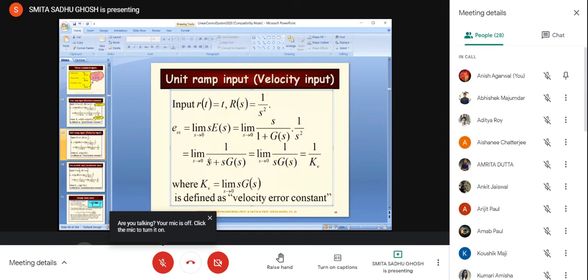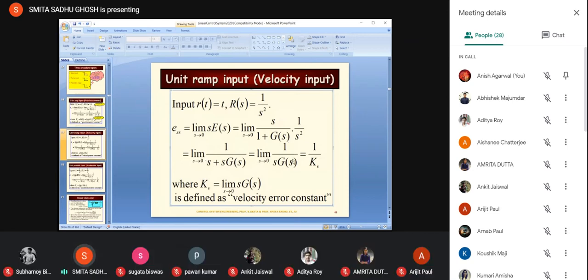What is the limit of s as s tends to 0? 0. Only 0. So that actually vanishes when we take the limit. So we are left with 1 by limit of sG(s) as s tends to 0. So basically that s has vanished, and we are able to rewrite that as limit as s tends to 0 of 1 by sG(s).